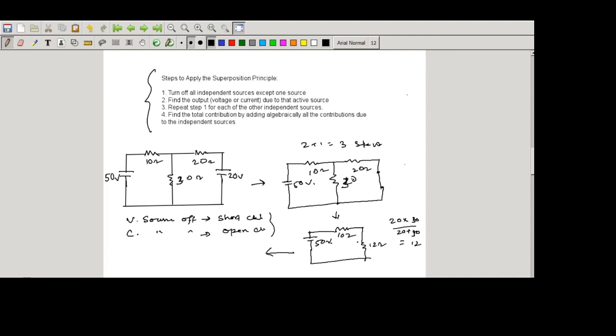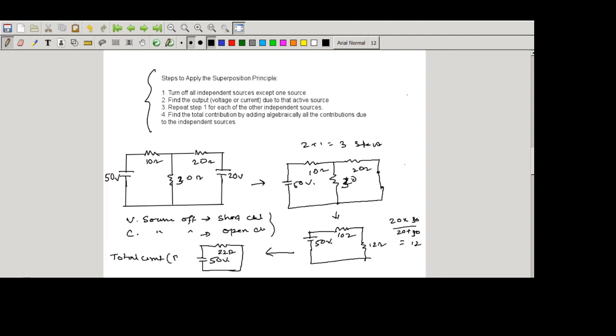Now 10 and 12 are in series connection. Now what is the circuit? The circuit is this. So what is the total resistance? Total resistance is 22 ohms, and here 50 volts. Now this is the final circuit. So from this circuit, we can find the total current easily. What is the total current?